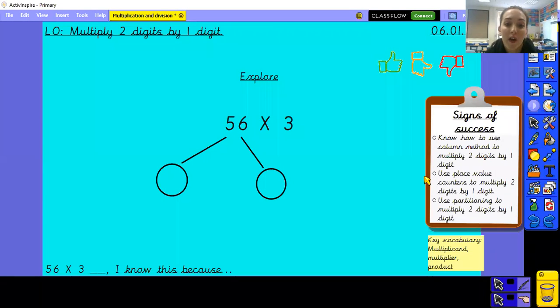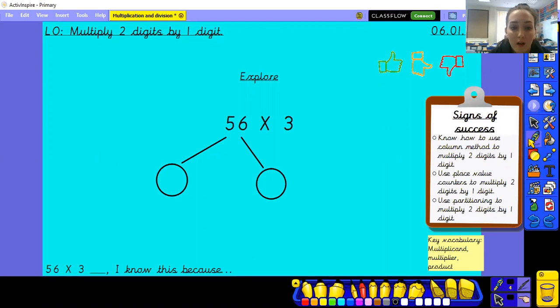Okay, so now you should have had a go at this calculation in your books, and I will talk through it with you now. So 56 times 3. To start, we need to partition 56. So here we would have 50, and here we would have 6. And as I said before, now we need to multiply these two parts by our multiplier, which is 3. So 50 times 3 would be 150, and 6 times 3 would be 18.